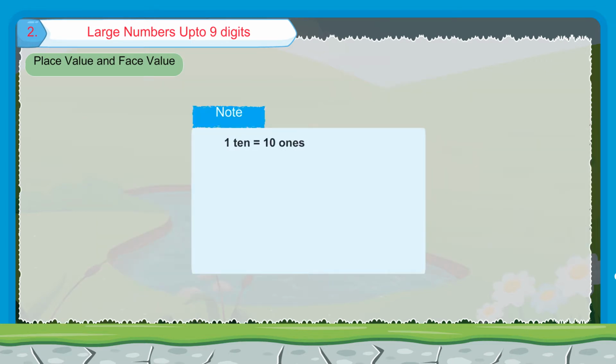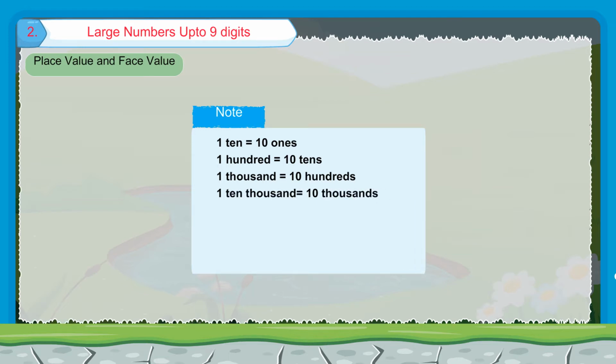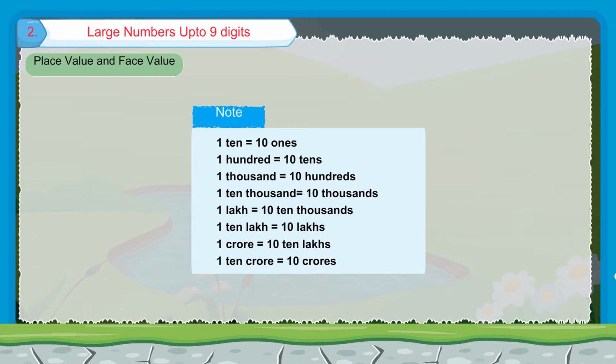Note: 10 ones is equal to 1 ten. 10 tens is equal to 100. 10 hundreds is equal to 1000. 10 thousands is equal to 10,000. 10 thousands is equal to 1 lakh. 10 lakhs is equal to 1 million. 10 lakhs is equal to 1 crore. 10 crores is equal to 100 crore.